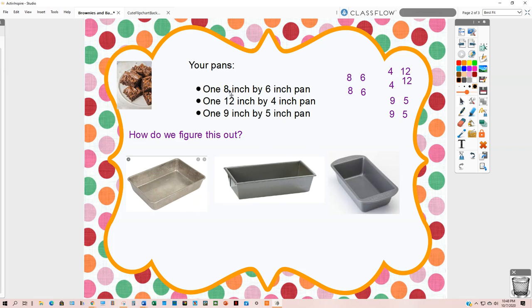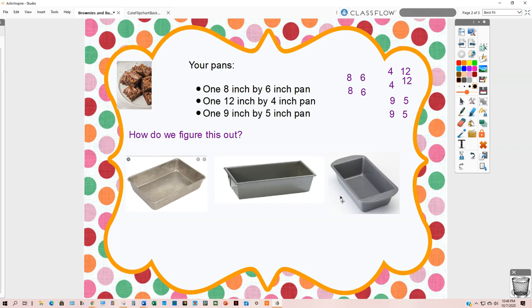Now I can start looking at these measurements. This is saying that one side is 8 inches, the shorter side is 6 inches. The long side is 12 inches on this pan, the short side is 4 inches on this pan. The long side is 9 inches on this pan, the short side is 5 inches on this pan.